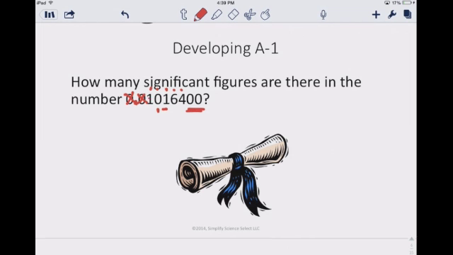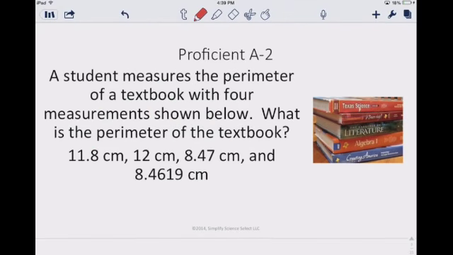So we would have 1, 2, 3, 4, 5, 6, 7 significant figures in that number. Moving on to the next one, a student measures the perimeter of a textbook with 4 measurements shown below. What is the perimeter of the textbook?